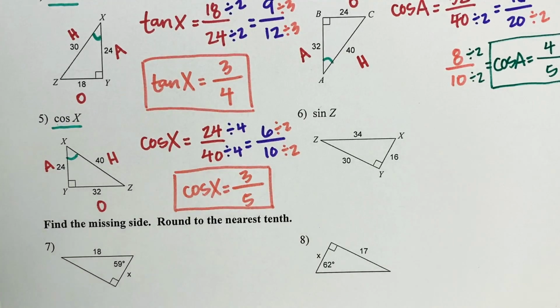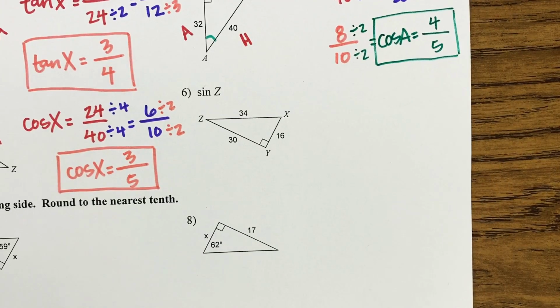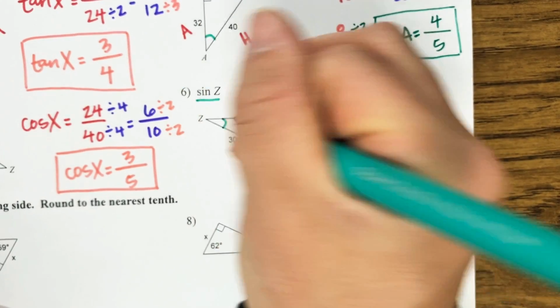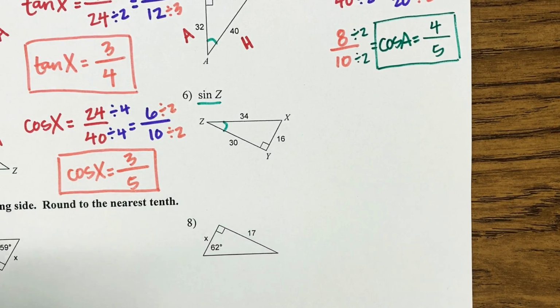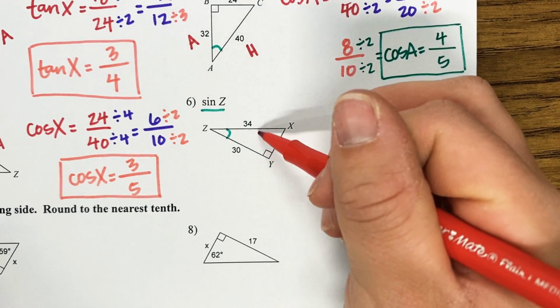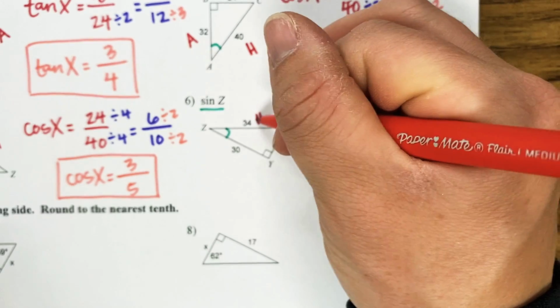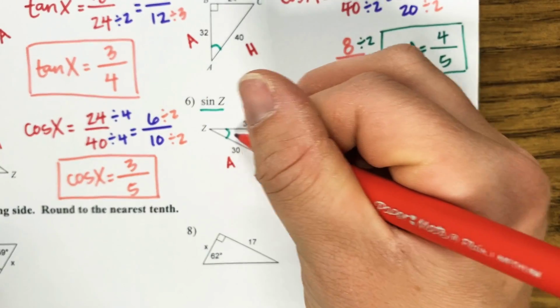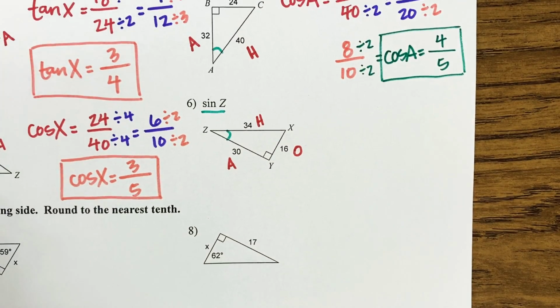Okay, last example where we're just trying to set up the ratio, the fraction. Number 6, we want sine of z. Finally, we get a sine in here. Okay, angle z right there. Let's identify opposite, adjacent, and hypotenuse. Hypotenuse is always across from that right angle. Adjacent is next to the angle. And opposite is on the opposite side.